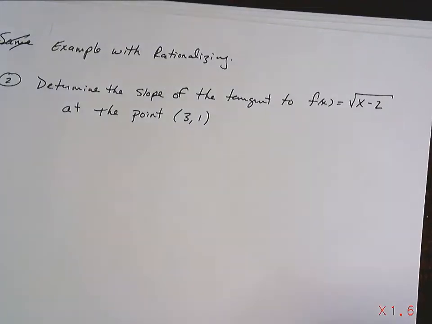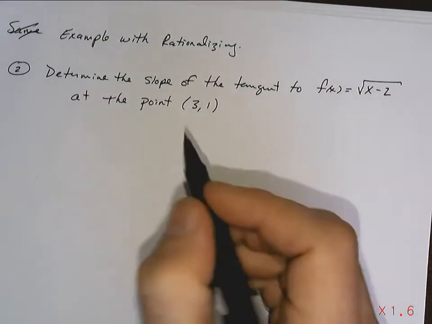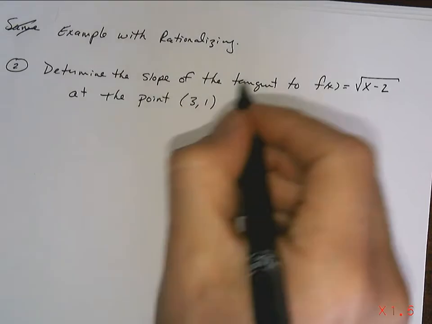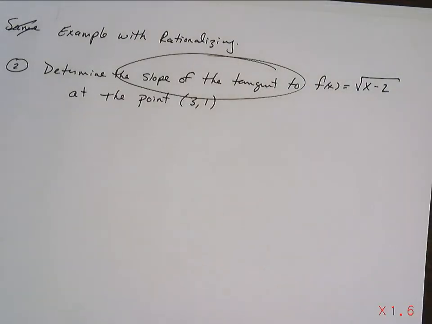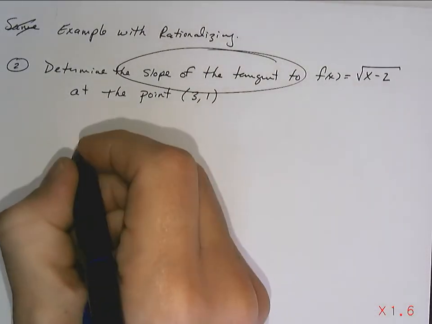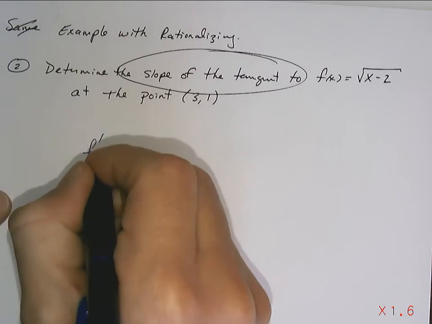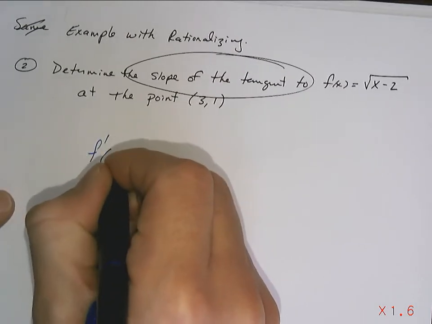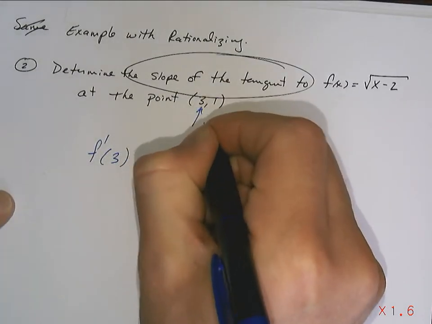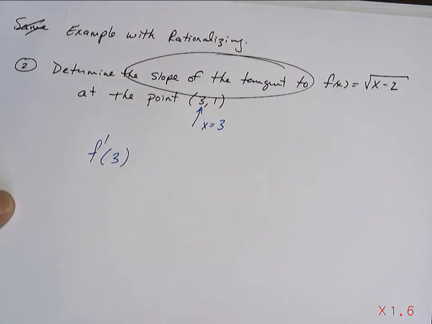All right, so we're taking a look at this one. What we've got here is we're looking for the slope of the tangent. So your first step, ladies and gentlemen, is what you're determining is f prime at 3. Notice your x value is 3. So that's what we're after.